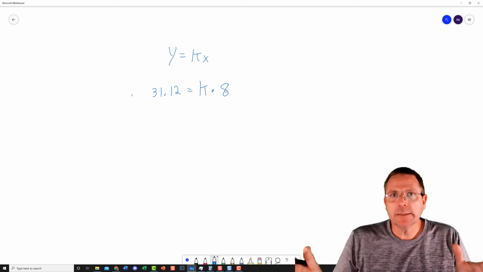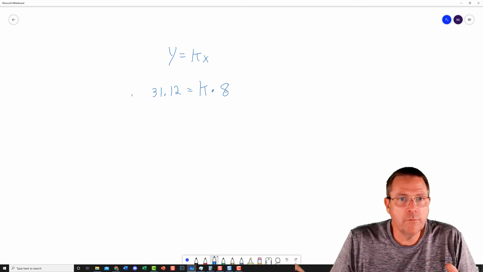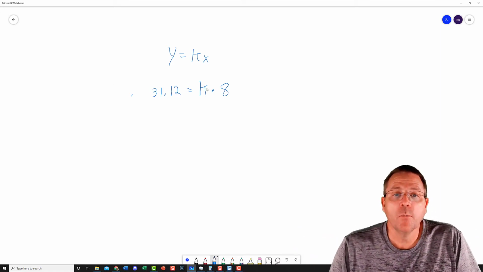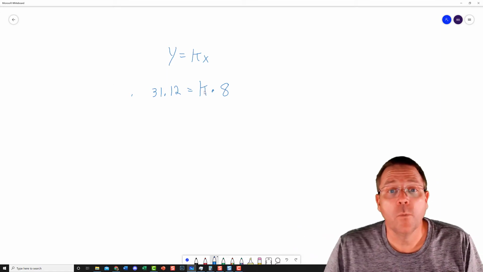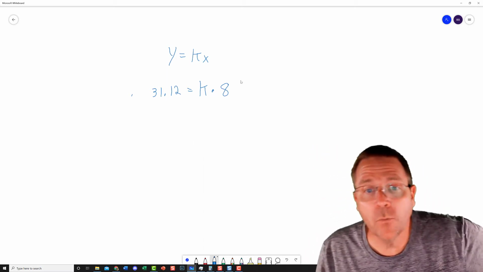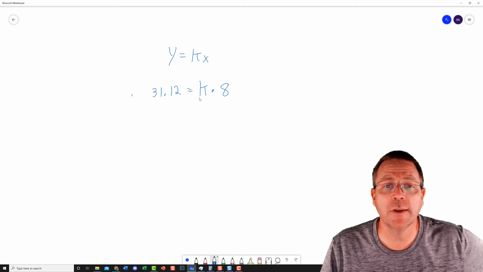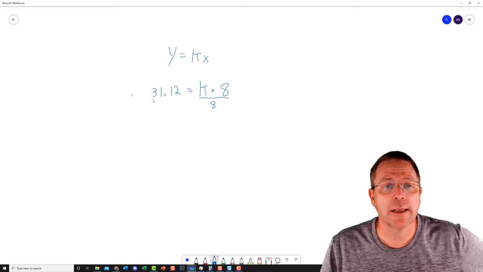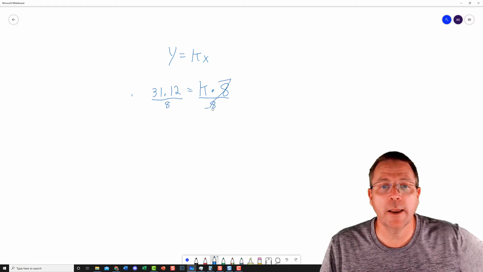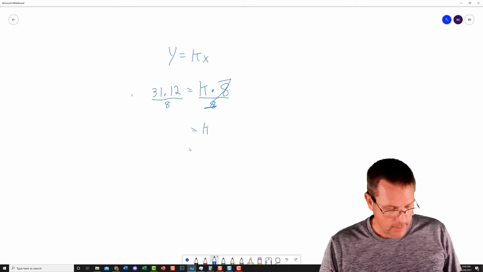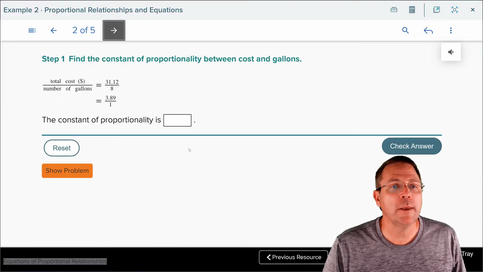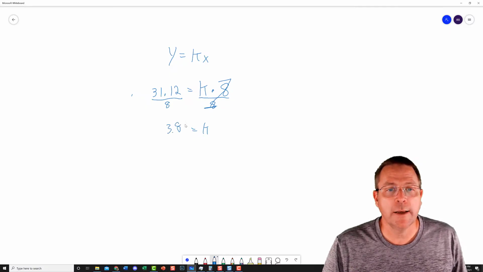Now, we still need to isolate that variable. And remember, what's the final goal of an equation? Isolate the variable. What variable? The k. Who's k's friend? It's 8. And what is 8 doing to k? It's multiplying. What's the inverse operation of times 8? It is divide by 8 on both sides. Of course, right here I have 8 divided by 8 is 1, 1 times k is k. And when we divide the 31.12 by 8, we get the $3.89 that they gave us in the answer.